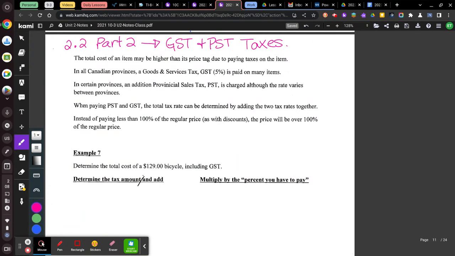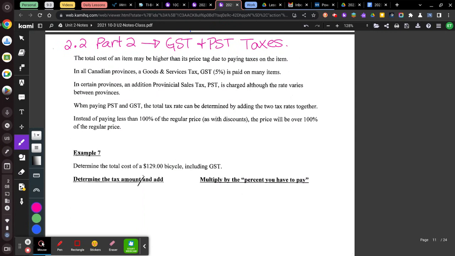So it says the total cost of an item might be higher than its price tag, and that's always due to paying taxes. The government likes to charge us money. So it says in all Canadian provinces, we must pay a GST tax, goods and service tax, of 5%. It used to be 7. Thank goodness they lowered it to 5.